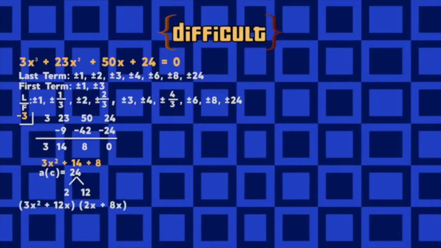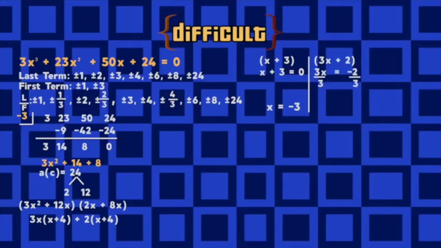Factoring that out will be, in one parenthesis, 3x squared plus 12x, and in another parenthesis, 2x plus 8. Factor again to be 3x in one parenthesis, x plus 4, plus 2 in another parenthesis, x plus 4. Using the zero product property, transposing 3 and x plus 3, you will get x equals negative 3. Transposing again 2 and 3x plus 2, you will get x equals negative 2 over 3. Transposing 4 in x plus 4, you will get x equals negative 4.